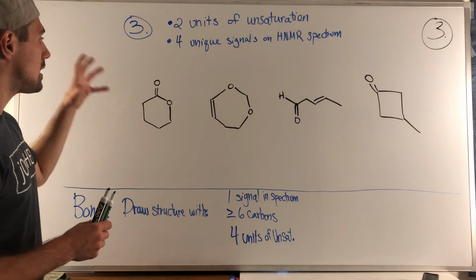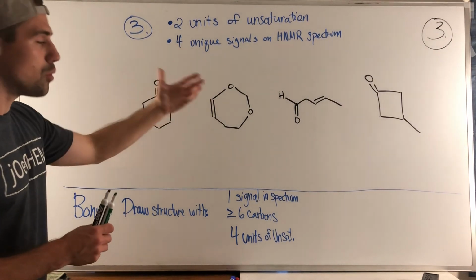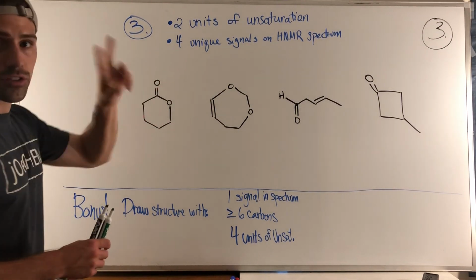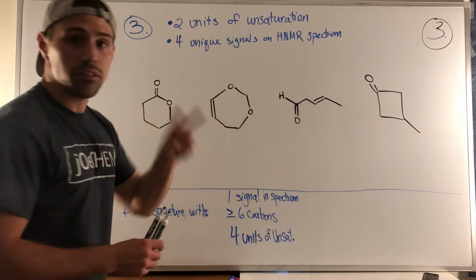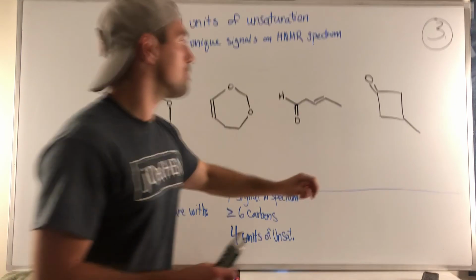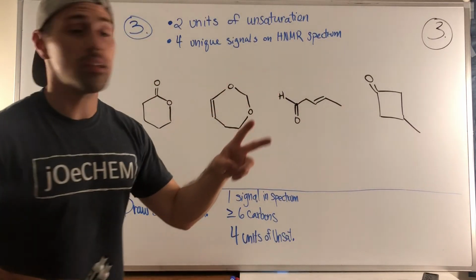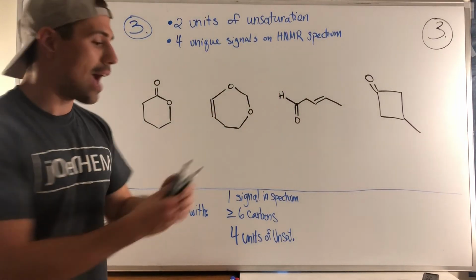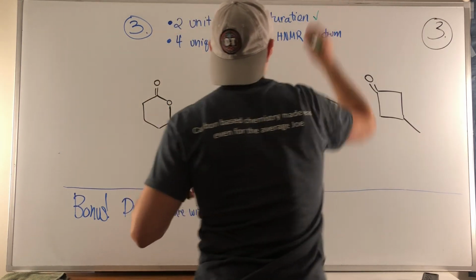If we just do all 4 real quick. Ring, double bond, 2 units of unsaturation. Ring, double bond, 2 units of unsaturation. Double bond, 2 units of unsaturation. Ring, double bond, 2 units of unsaturation. So we have this condition satisfied everywhere.